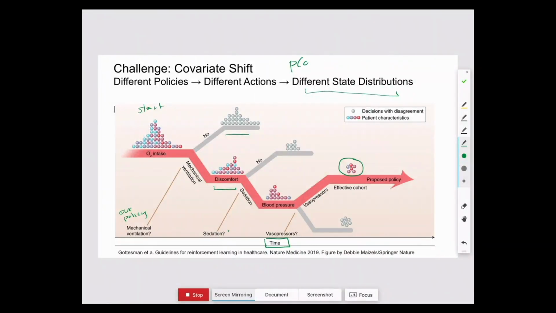But we do have to assume that all of the features that were being used, say, by a physician to make a decision. So if this is a physician's probability of taking an action given a state, this is our behavior policy. In order for our estimates to be accurate, we have to assume that we have access to all the covariates or all the state features which were used to make that decision.